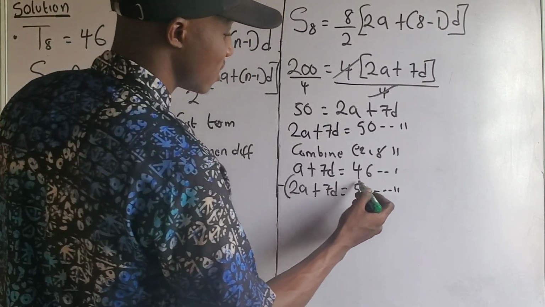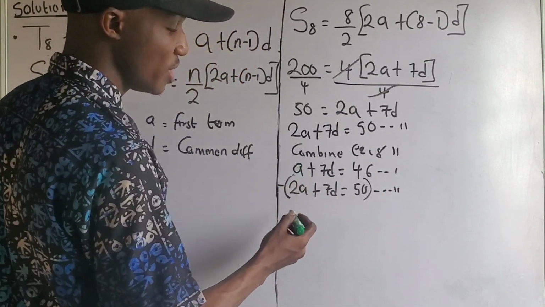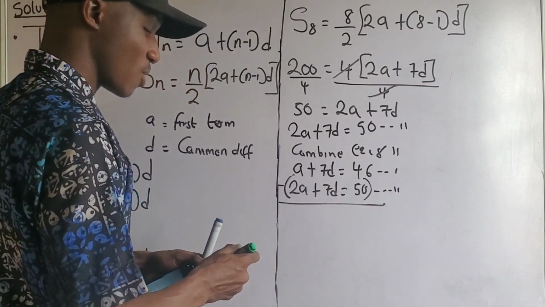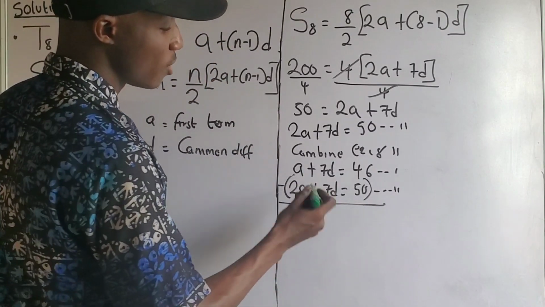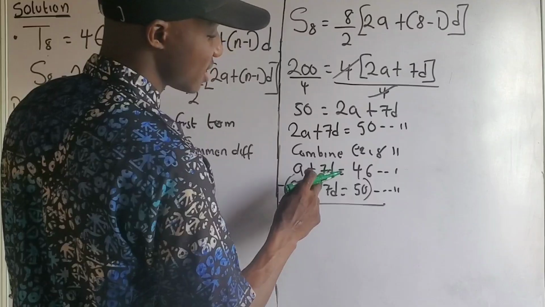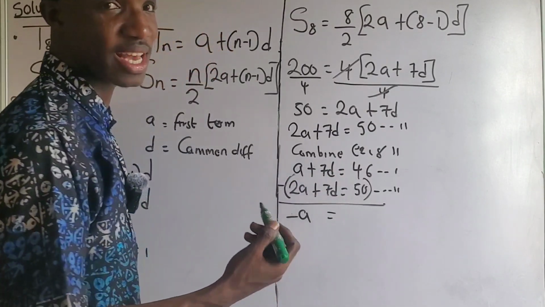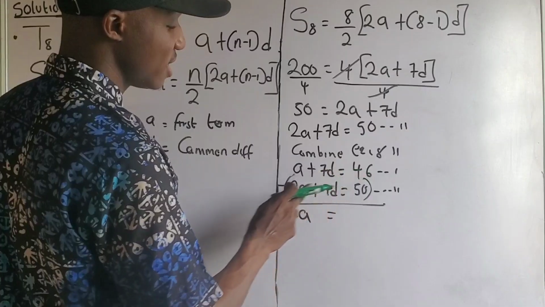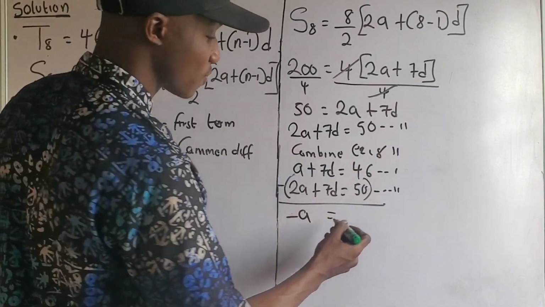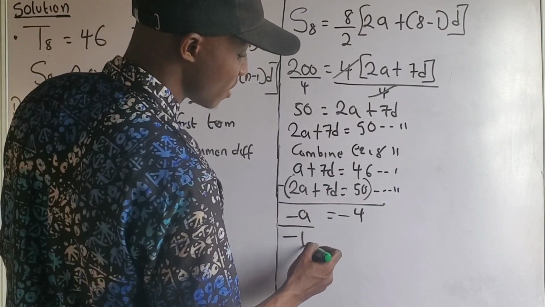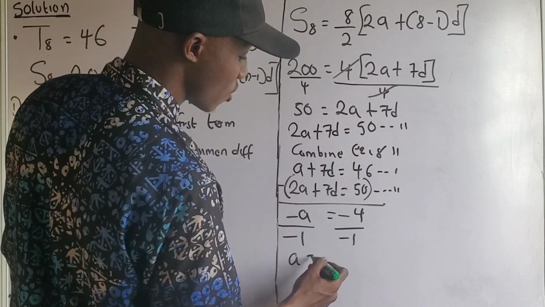So I'm going to have a minus 2a, that is minus a. 7d minus 7d, that is 0. Okay, so d has been eliminated. 46 minus 50, that is minus 4. So I'm going to have minus 4 here. Divide both sides by minus 1. This is minus 1. A equals 4.